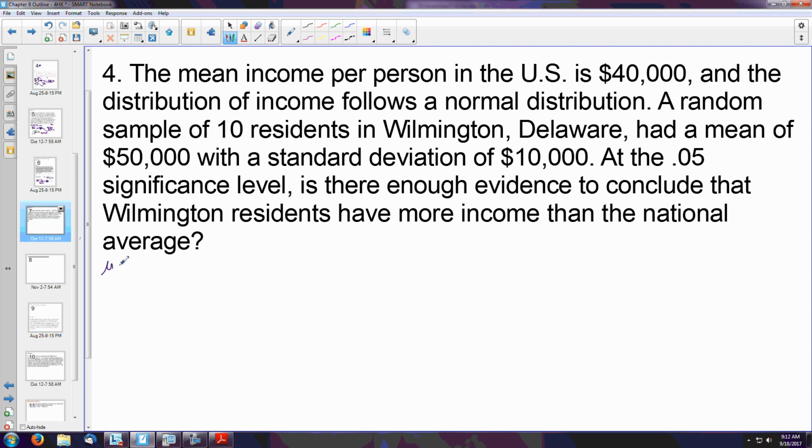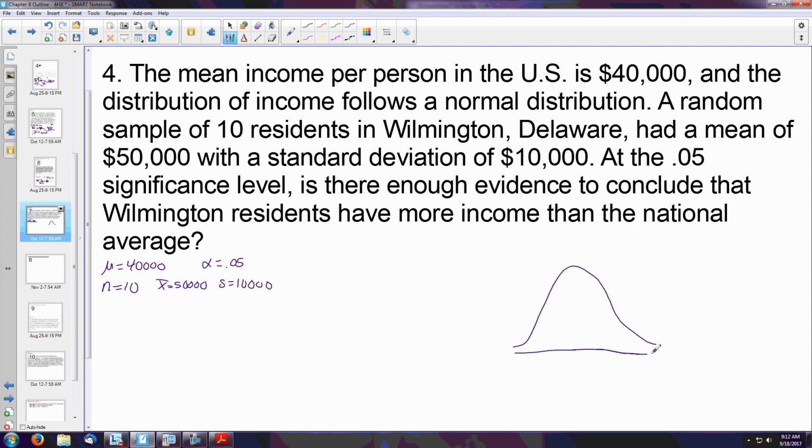So for starters, they told us that the national average is $40,000. We have a sample of n equals 10 residents with a mean of 50,000 and a sample standard deviation of $10,000. Let's test this at 5%.